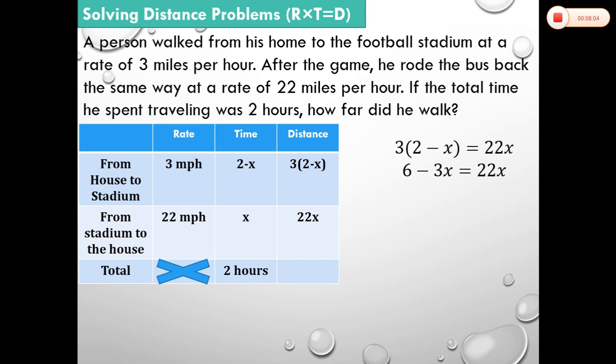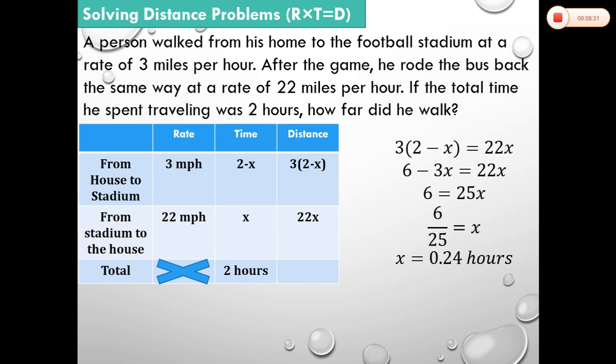Simplifying, 6x minus 3x is equal to 22x. 6 is equal to 25x. 6 over 25 is equal to x, or x is equal to 0.24 hours.